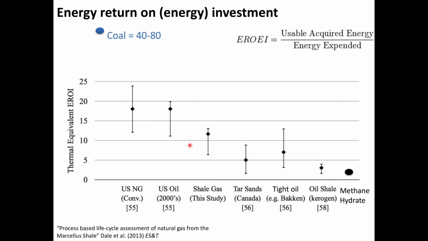Of the fossil fuels, coal has the highest EROI in the range of 40 to 80 to 1. Conventional oil and natural gas in the US both have an EROI of about 18 to 1. These conventional fossil fuels require the least intensive extraction and processing methods. Shale gas is about 12 to 1, while tight oil is about 7 to 1, and tar sands are about 5 to 1, because these fuels require greater energy for extraction and processing. Oil shale is about 3 to 1, and right now methane hydrate is less than 2 to 1, which explains why these resources aren't economical to use.